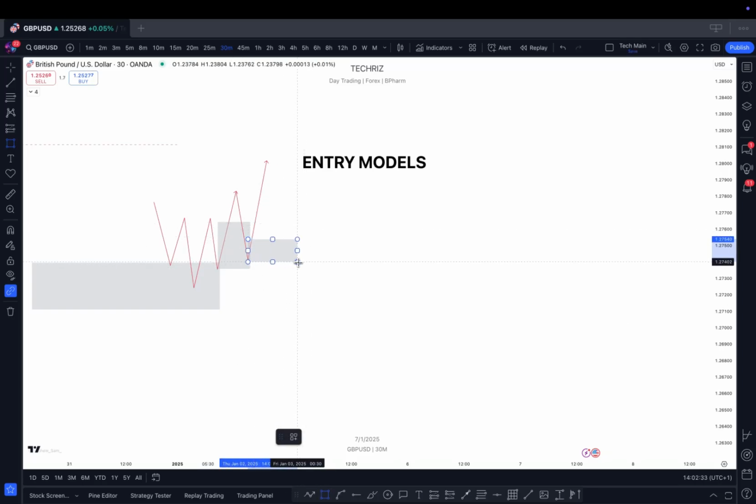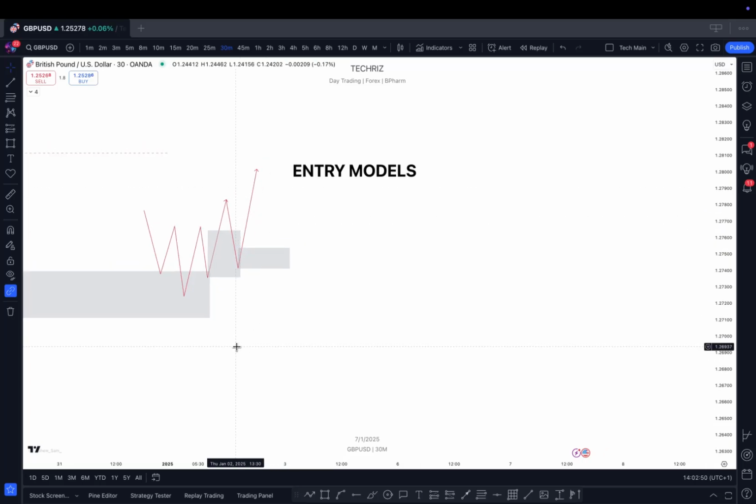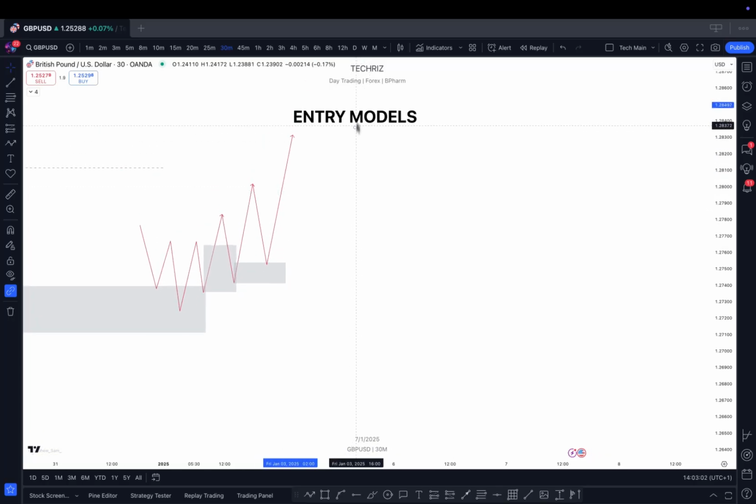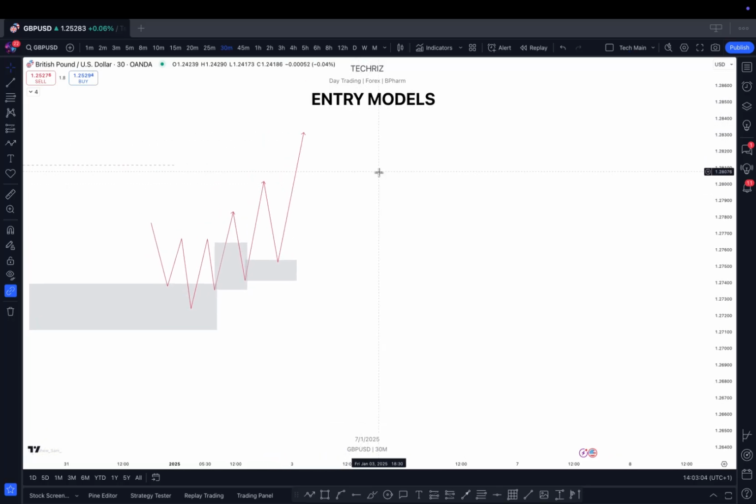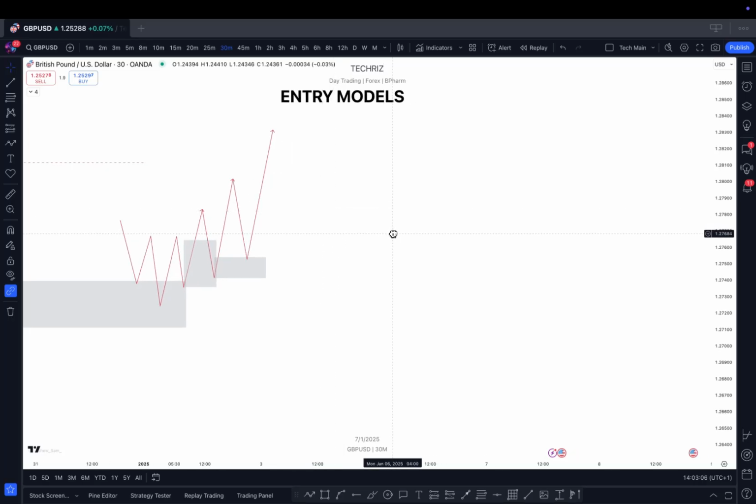Note the two differences. When you're trying to take off the right shoulder, you're using the entire demand zone. But when you're trying to take off the mitigation of the right shoulder, you're going to take it from the mitigation itself. That's where you're going to take your entries from. Price comes back here, third time, and then boom, finally moves. So this is a very interesting entry model that you definitely don't want to miss out on. So that is one, the inverse head and shoulder.